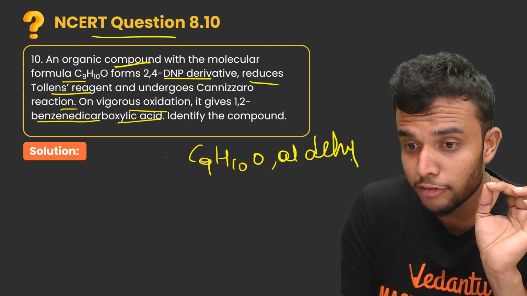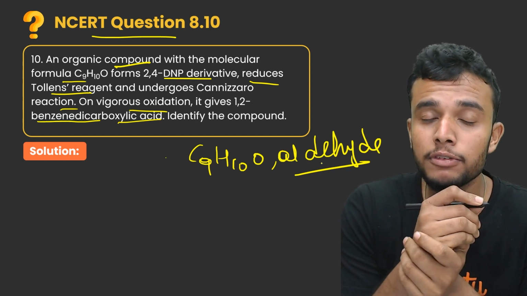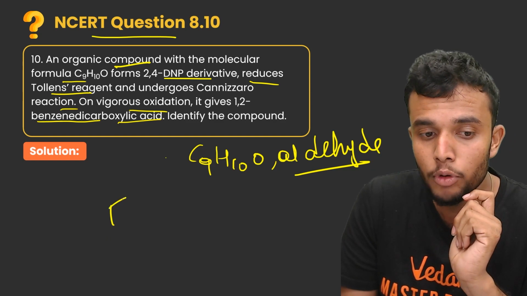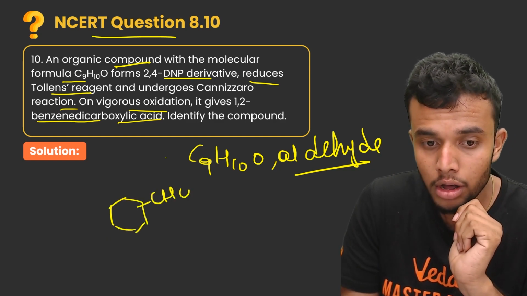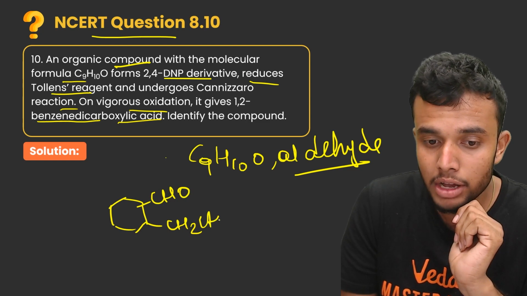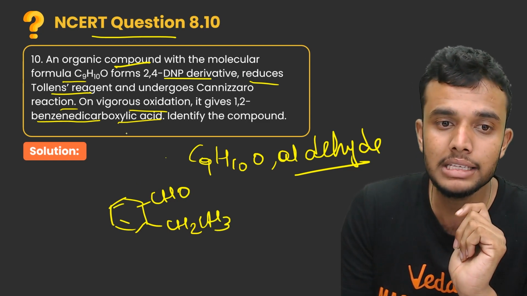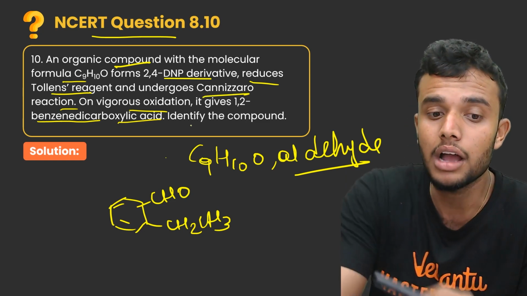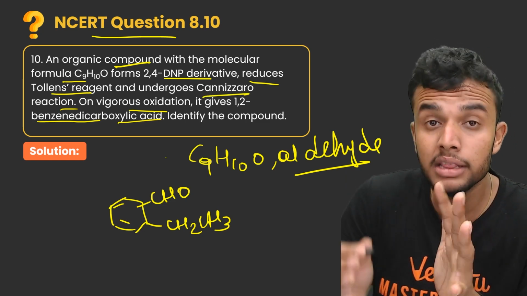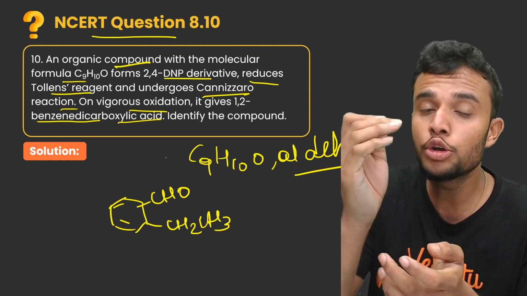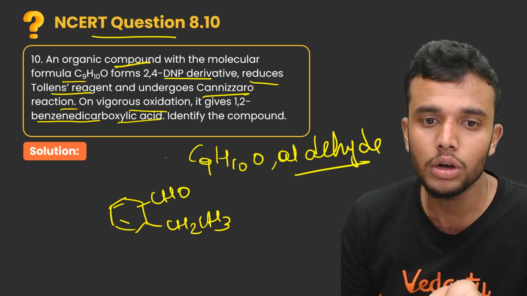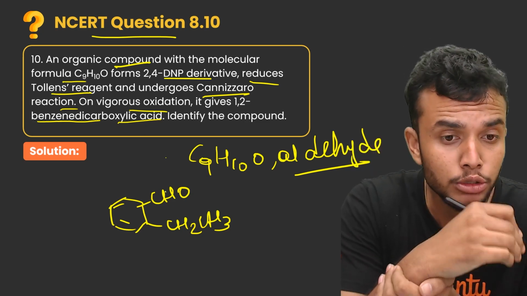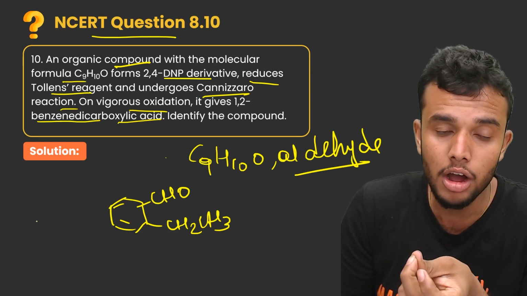The compound is an aldehyde, but the molecular formula is C9H10O. The compound may be this, right? CHO and CH2CH3. Why? Because students, here this reaction happens and it also undergoes oxidation. The Cannizzaro reaction is nothing but the compound reacting with concentrated NaOH, and vigorous oxidation gives 1,2-benzene dicarboxylic acid. The CHO group is directly attached to the benzene, and that's why the compound is this one.